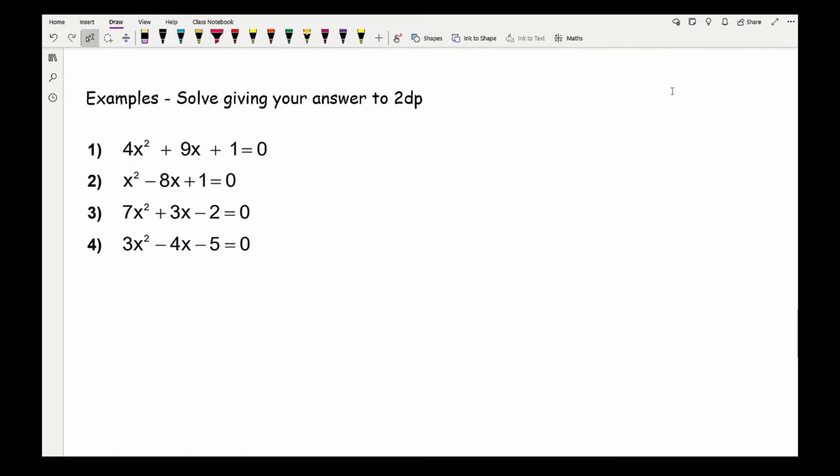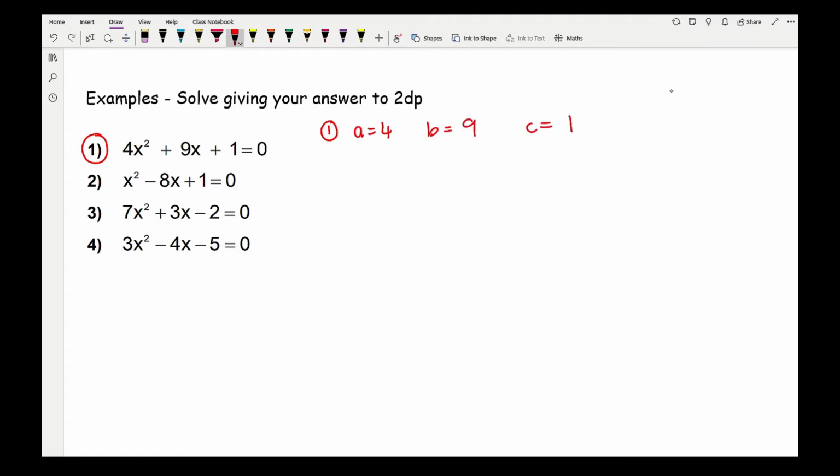So let's have a look at some example questions. Again, I'll try and do each of these in a separate colour, and I'll try and follow the 7 steps that we've got. So the first thing you want to do is ask: is the equation equal to 0? Yes, it is. So the next thing I then need to do is work out what my A, B, C values are. So for question 1, I've got A equals 4, B equals 9, and C equals 1.